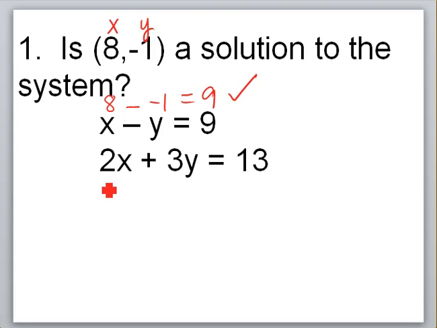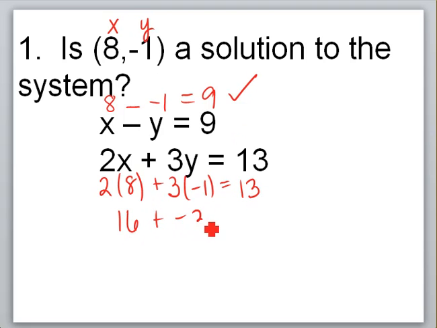Now the second one, we have to take 2 and we have to plug in the 8 plus 3 times the y, which is -1, equals 13. Well, 2 times 8 is 16. 3 times -1 is -3. Does this equal 13? Yes, it does. Because it works for both equations, it must work for both equations, we can say yes, it is a solution.